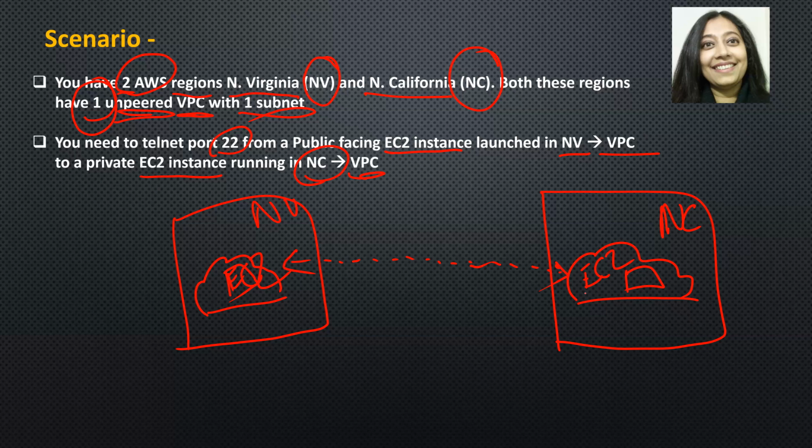So we will try and ping this EC2 instance running in the North California region. Remember, this EC2 has a public IP address. This has only a private IP address. The scenario is pretty simple. Remember, these two VPCs are not peered, they're in different regions. So now you need to figure out how you are going to make this work.